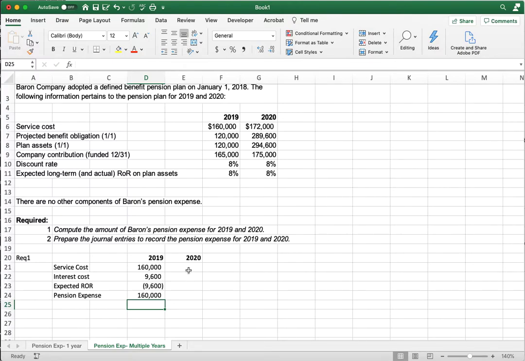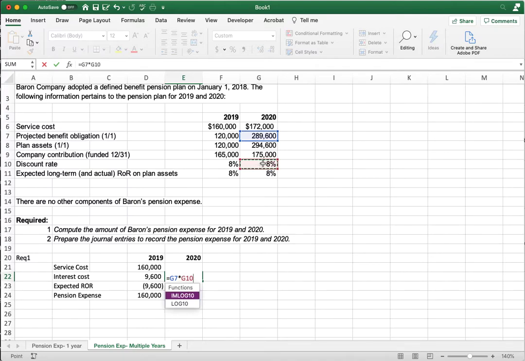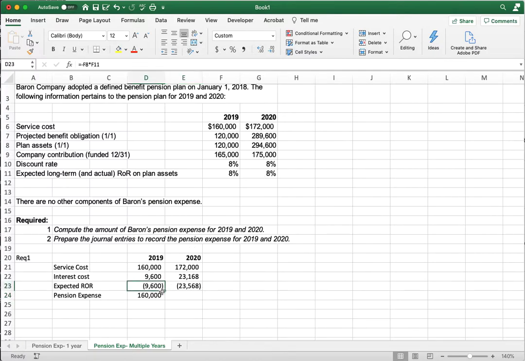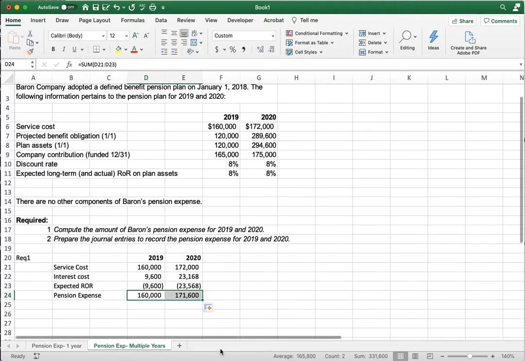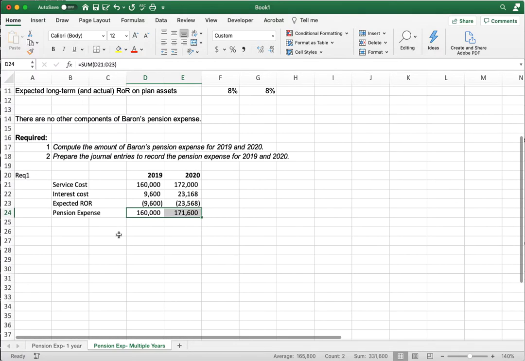Then for 2020, we have a service cost of $172. The interest cost is our benefit obligation times the 8% discount rate. The expected rate of return, our assets times that 8% rate of return. And we'll pull over our sum. For $171,600.